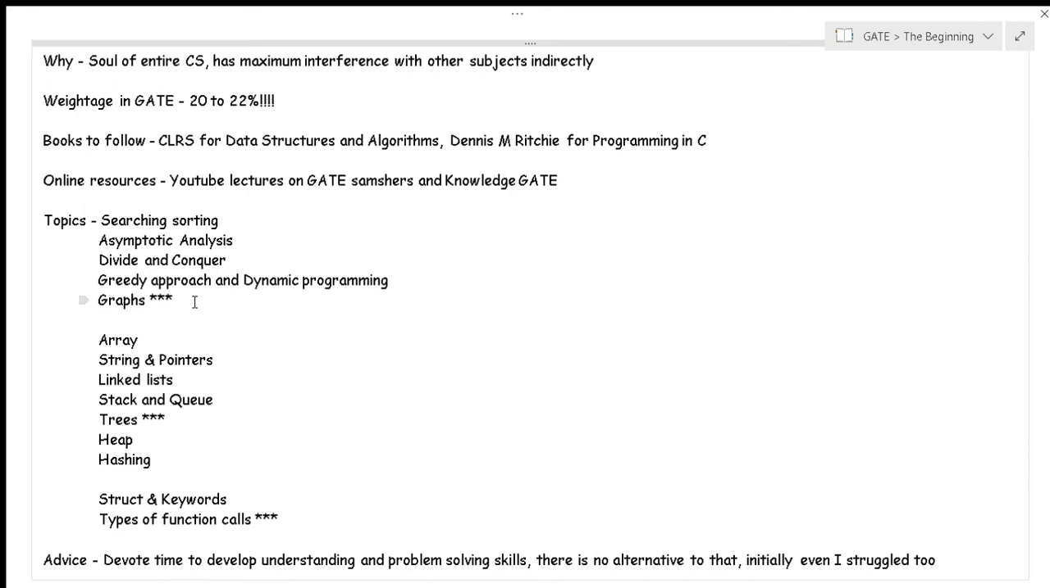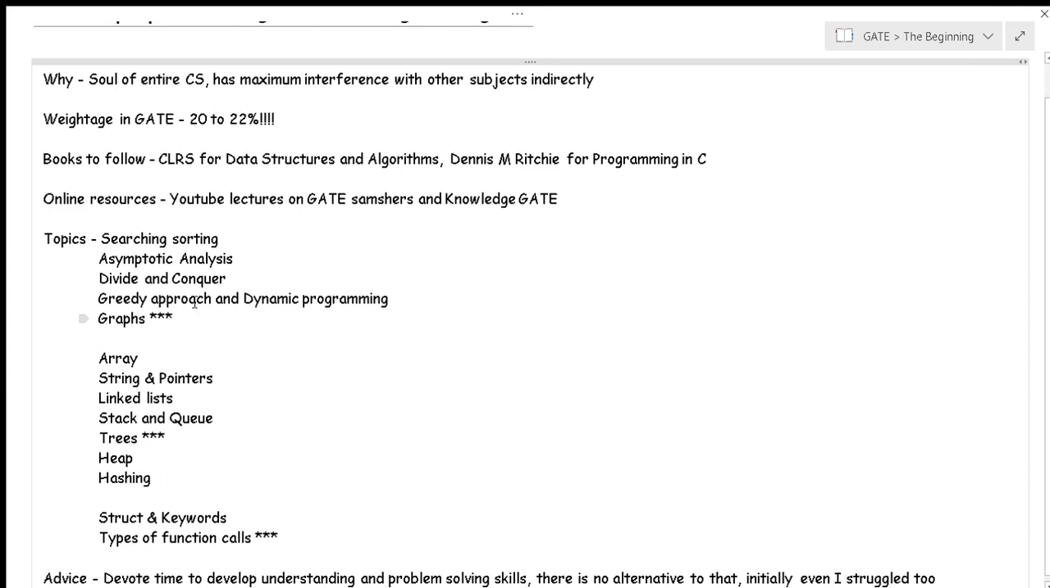Because from my time onwards they started the multiple select questions, and if there is a graph question, then it's a little bit trickier to answer the question and understand each and every option, right? So keep this in mind and prepare graphs very well. Now in data structures we have array, string, linked list, stack and queue, trees, heap, and hashing. Again, you need to prepare these thoroughly. Trees is the one which has been asked the most number of times. Every year you will see at least one or two questions from trees, and at least one question from graphs.